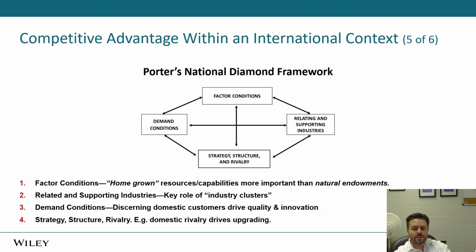Related and supporting industries. Key role of industry structure, industry clusters. What you find, and I'll post a video on this as well, is that oftentimes there's a benefit to being located in an industry structure, a cluster. For example, the computing software industry, right? We've all heard of Silicon Valley in Northern California. Well, what is there? What's part of that cluster?